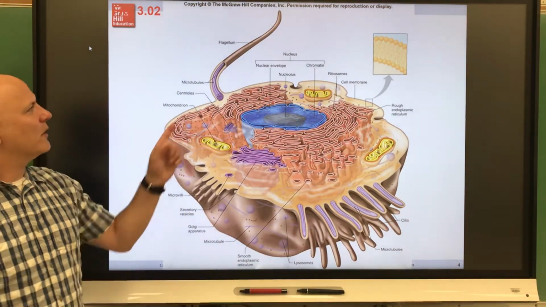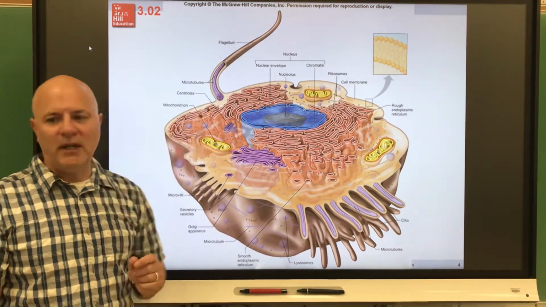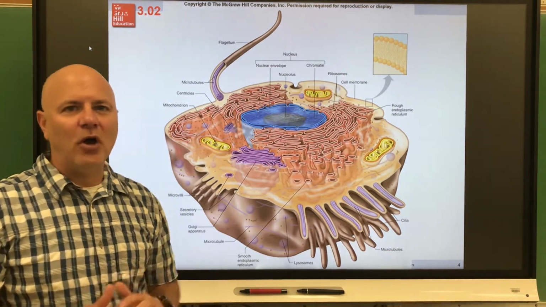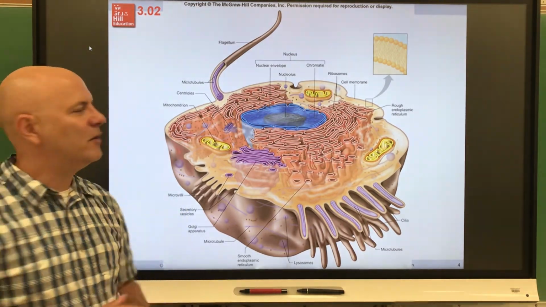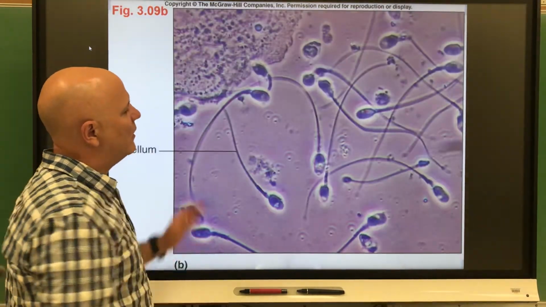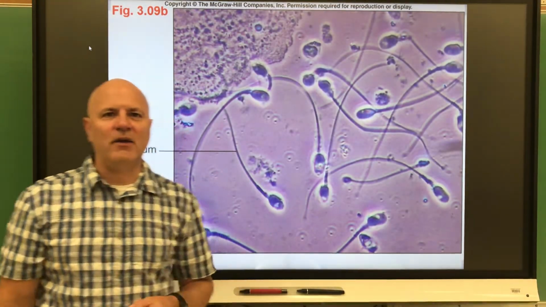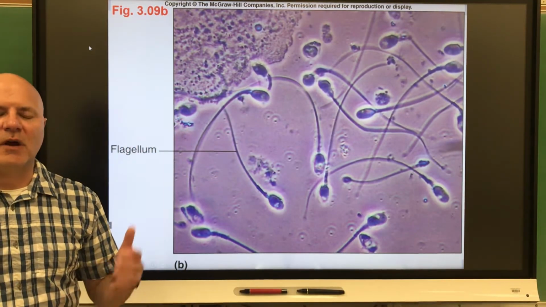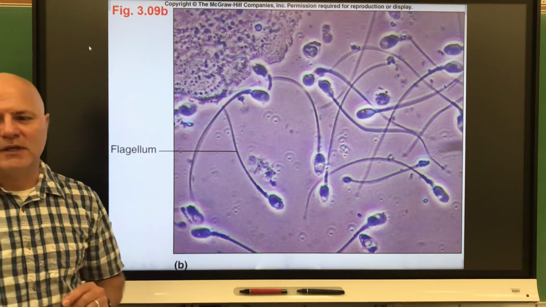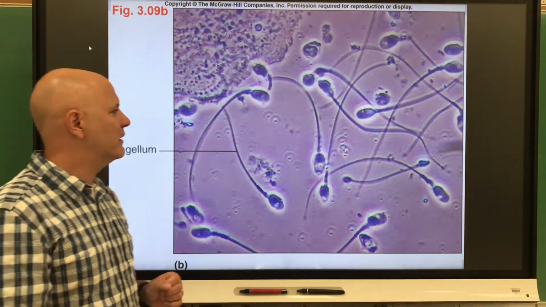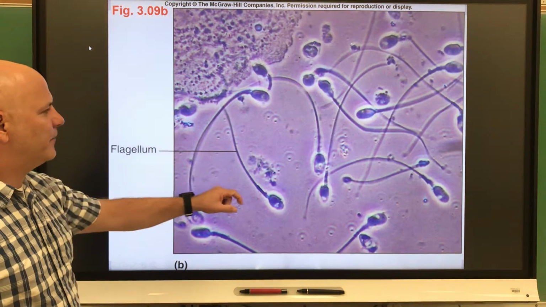So the first are flagella. This is showing a flagellum here. Flagella are long whip-like appendages, and what they do is they move the cell. The only cells that these are found on are sperm cells when we're talking about humans. They're found in other organisms, but with humans, only the sperm cells have a flagellum.